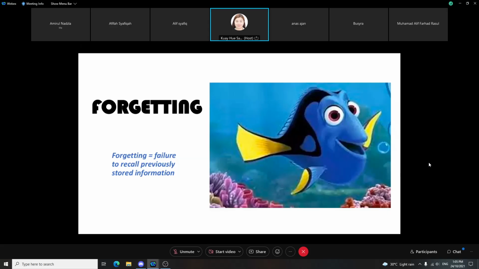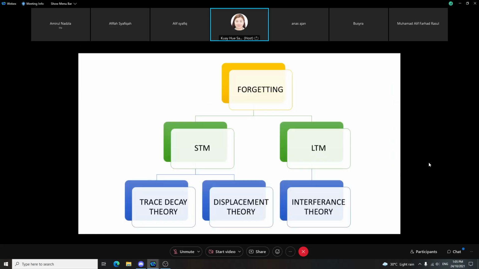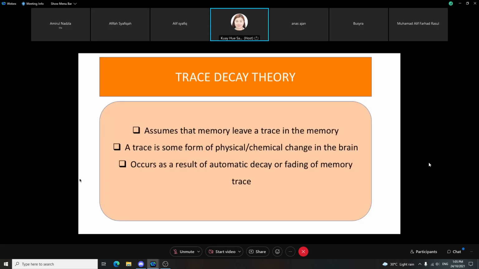So forgetting is failure to recall previously stored information, whatever you think you have been trying to remember but you cannot. For forgetting, there are short-term and long-term memory, with different theories to explain them. Under short-term memory, there are trace decay theory and displacement theory, and for long-term memory there is interference theory, and there are other theories as well to explain memory as a whole. For instance, trace decay theory assumes that memory leaves a trace in our brain, basically our brain capacity in terms of memory.